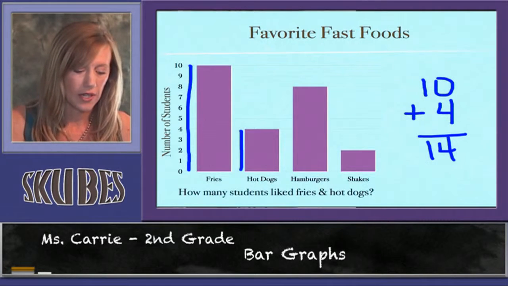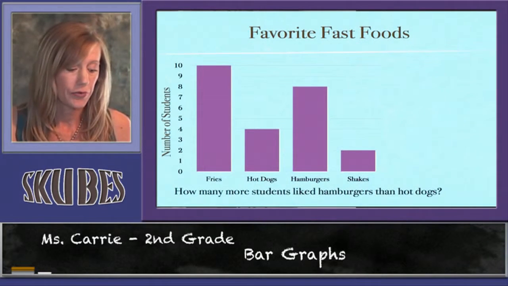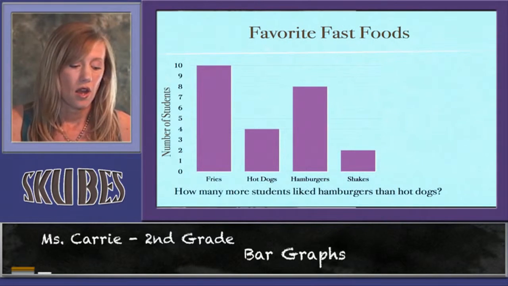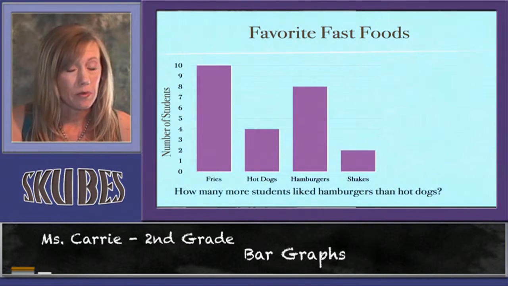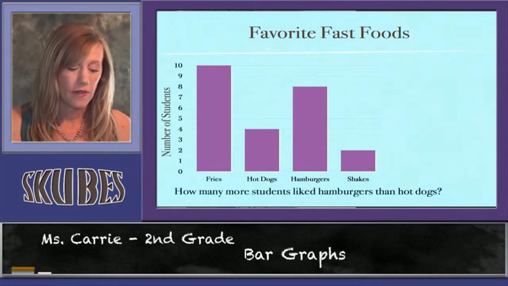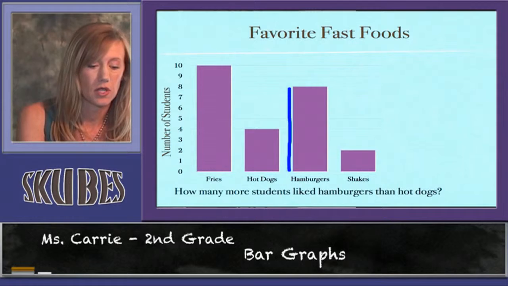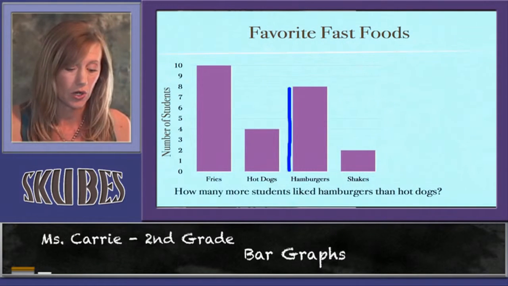Let's look at this graph again and ask one more question. How many more students liked hamburgers than hot dogs? And our key word here is how many more. That means we're going to subtract. So let's find out how many liked hamburgers. Let's go up to where the bar stops. It stops at 8. 8 students liked hamburgers.